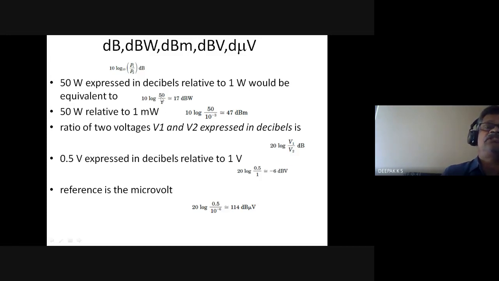So this is a power of 50 watt. You express it relative to 1 watt, then this is called dBW. And dBm is there, relative to 1 milliwatt. So 1 milliwatt is 10 raised to minus 3. So 50 watt relative to 1 milliwatt is 47 dBm. This one is relative to 1 volt: 0.5 volt expressed in decibel relative to 1 volt.